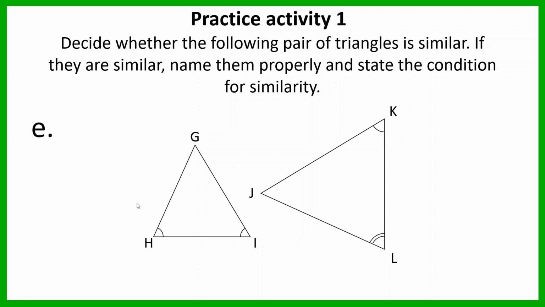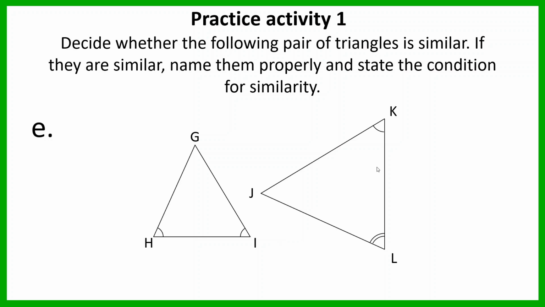Okay, you should have found that these two triangles are not similar. We know that we have these angles that are the same as each other, and they are the same as this angle over here, but this angle is not the same. So I can't assume that these two triangles are similar.